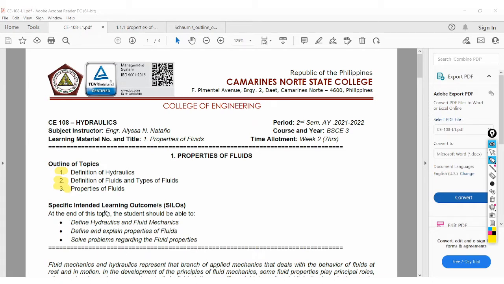At the end of this topic, the students should be able to: define hydraulics and fluid mechanics, define and explain properties of fluids, and solve problems regarding fluid properties.